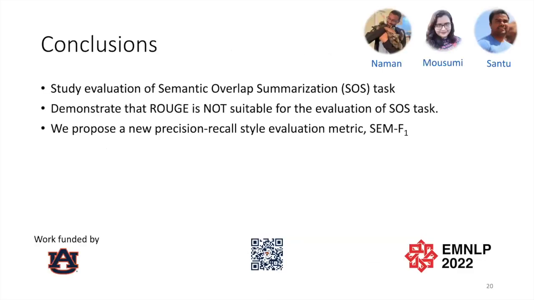In conclusion, we make the following contributions in this work. We frame semantic overlap summarization as a constrained multi-sequence to sequence problem and exclusively study how the automatic evaluation of this task can be performed at scale. As a starting point, we experimented with ROUGE, a widely popular metric for evaluating text summarization tasks, and demonstrate that ROUGE is not suitable for automatic evaluation of SOS tasks.